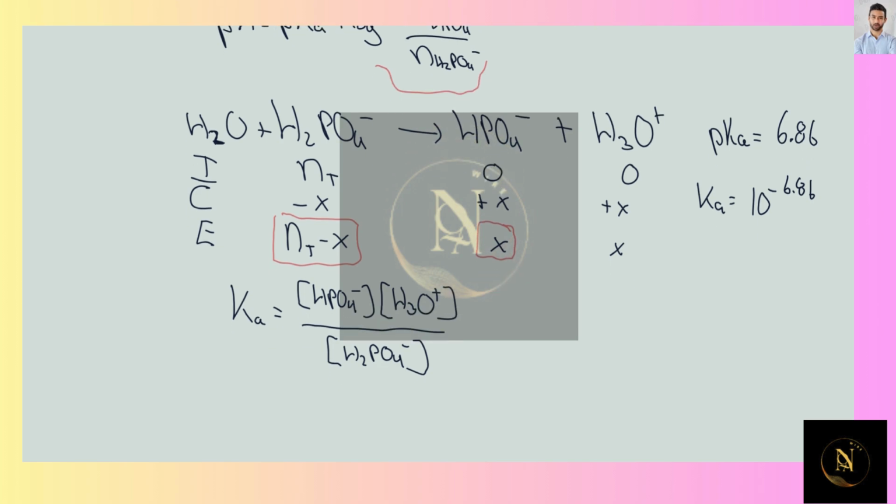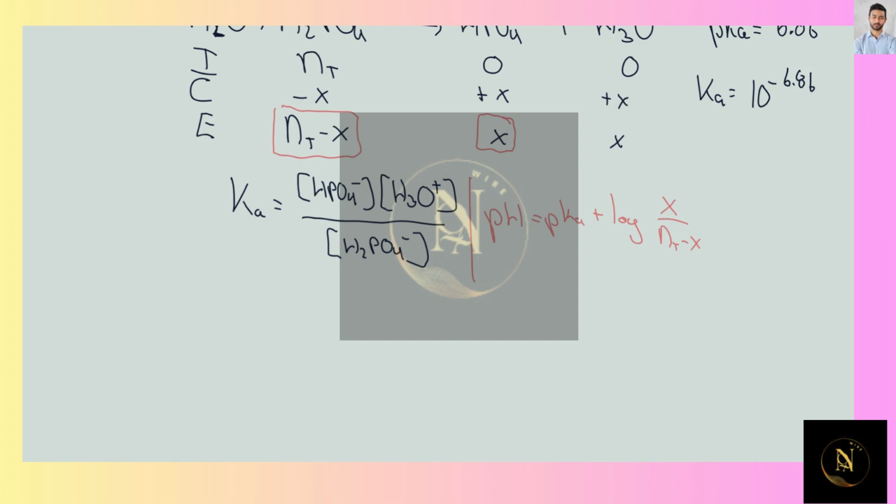So our Henderson-Hasselbalch equation now reads that the pH is going to be equal to the pKa plus the logarithm of HPO4 2 minus, we have a fraction of x, divided by the amount of mole that we have of H2PO4 minus, which is nT minus x. So we can solve for x in this equation. The value for pH that is required initially is going to be 7.35. So 7.35 is going to be equal to 6.86 plus the logarithm of x divided by nT minus x.